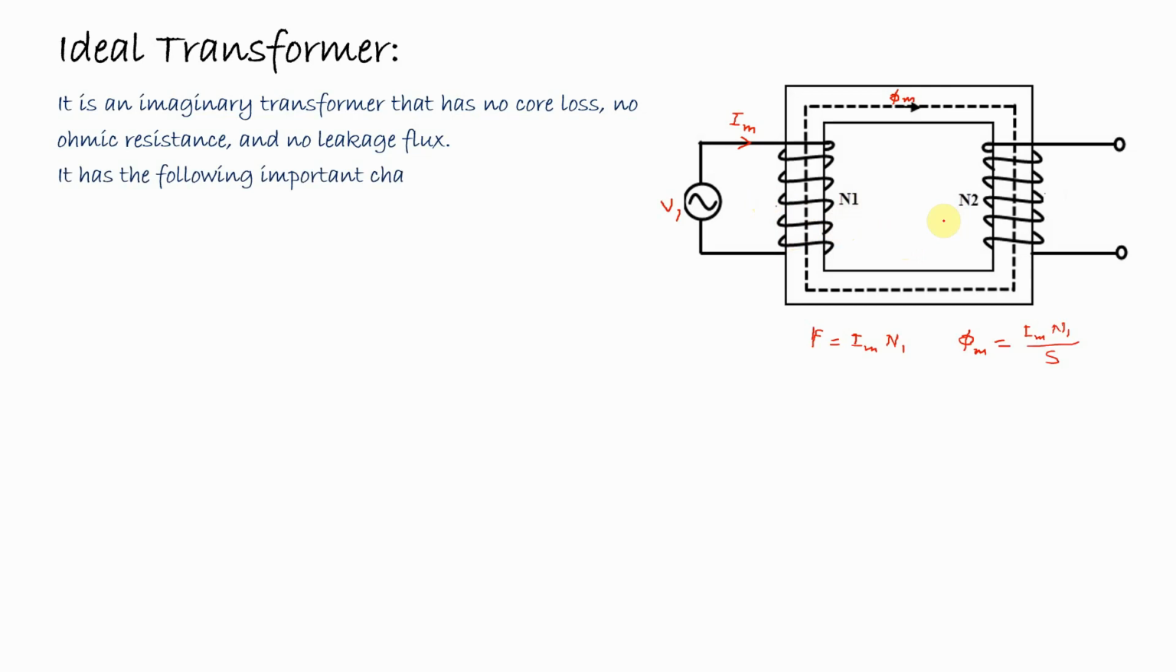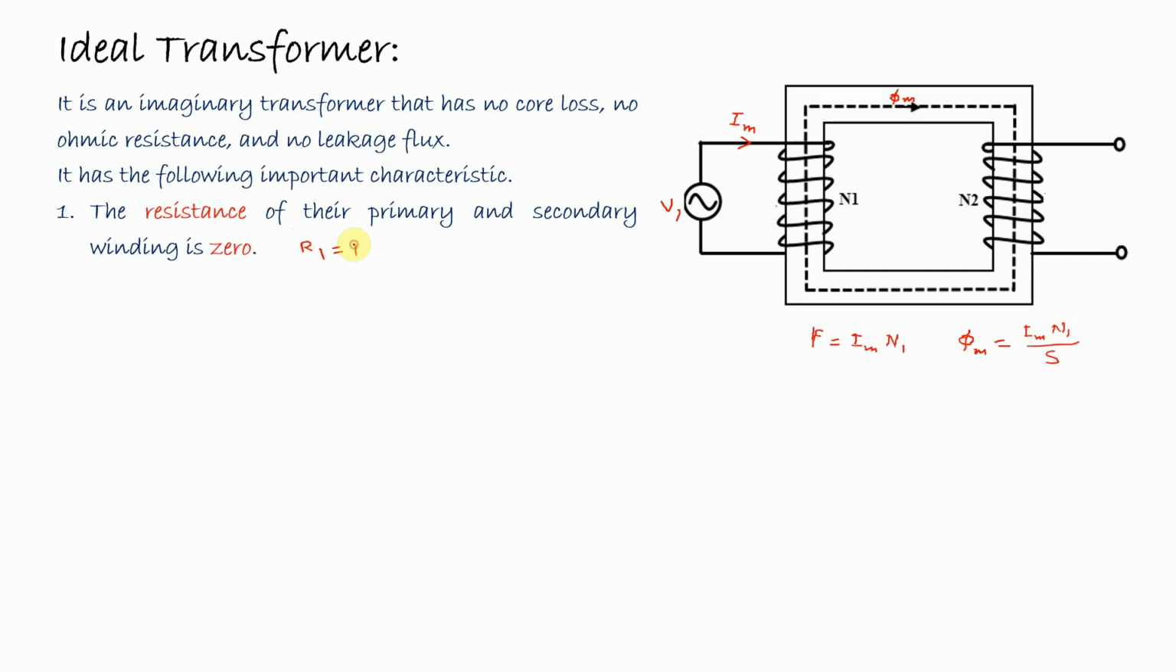The ideal transformer has some important characteristics based on which it is considered ideal. The first one is that the resistance of the primary and the secondary windings should be zero. That means in the ideal condition, we consider the resistance of the primary winding as well as the secondary winding to be zero. So if there is no resistance in the primary as well as the secondary side, due to the current flowing in the windings, there will be no I square R loss.